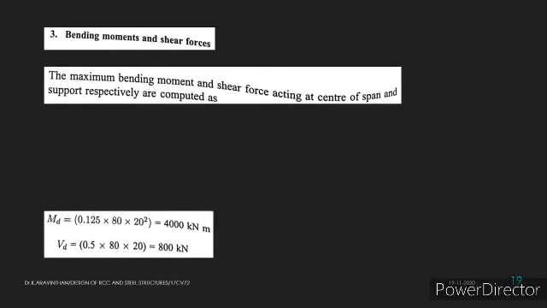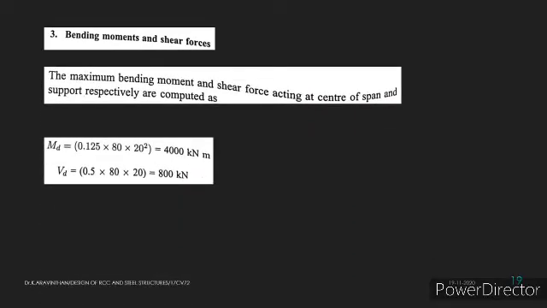For bending moment and shear force, we will consider the girder as a simply supported beam. The bending moment formula will be WL square divided by 8, and the shear force formula will be W by 2, where W is the load and L is the span.